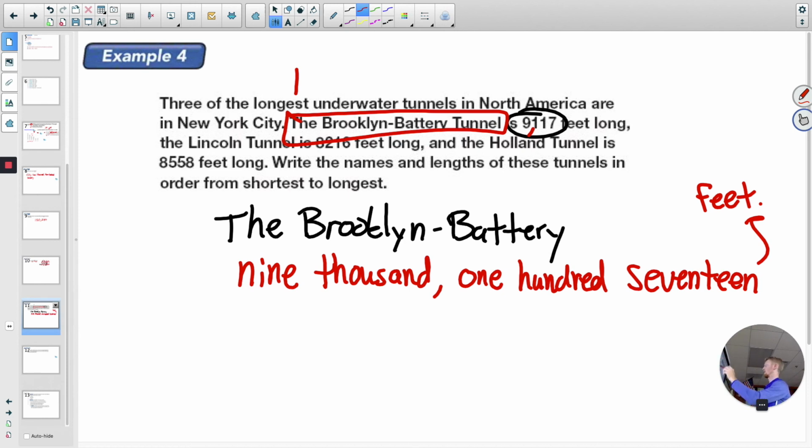Let's see, I have the Holland Tunnel and the Lincoln Tunnel still. So which one of those is longer? So I have an 8 here and 8 here. 2, 5. So this one's longer. So next I would write the Holland Tunnel, that's second. And last would be the Lincoln Tunnel.